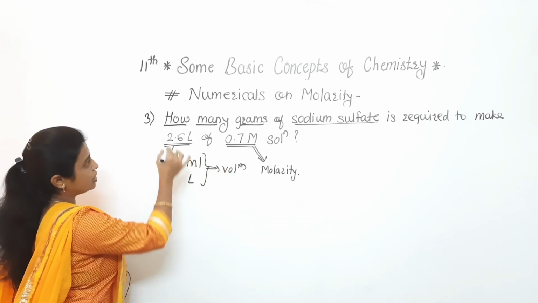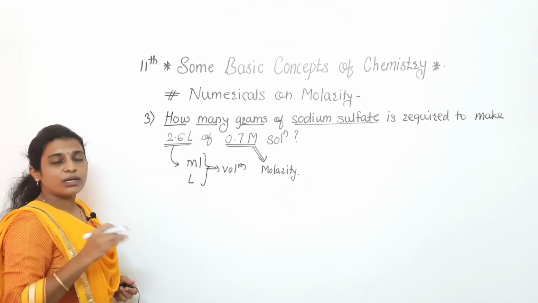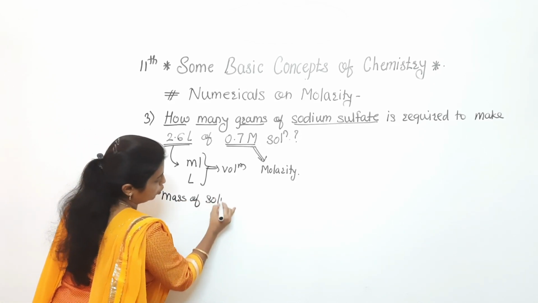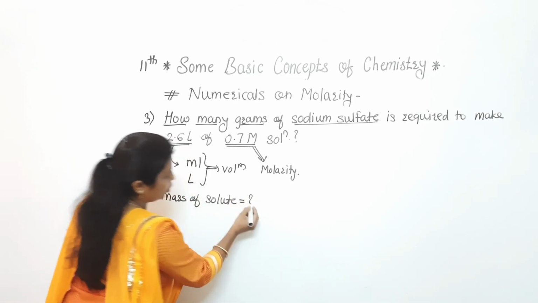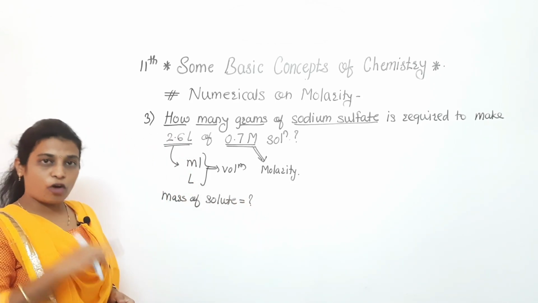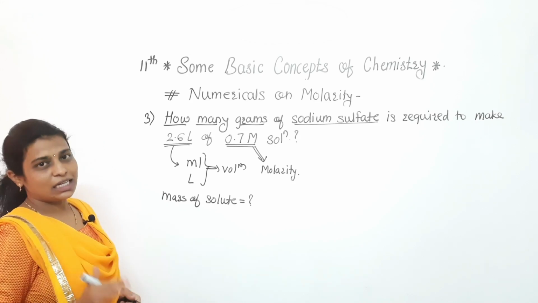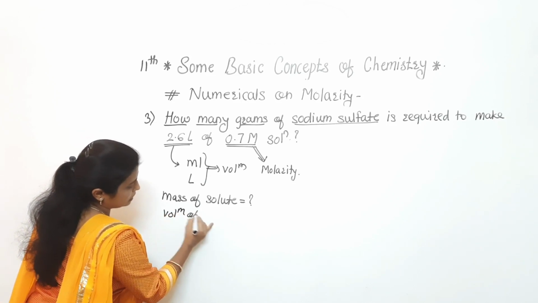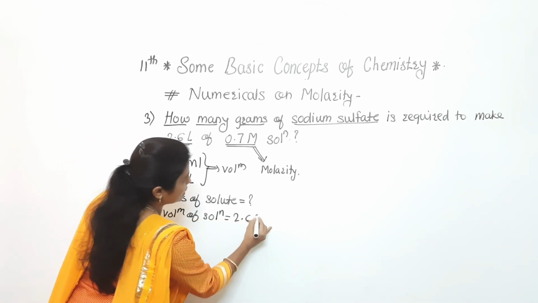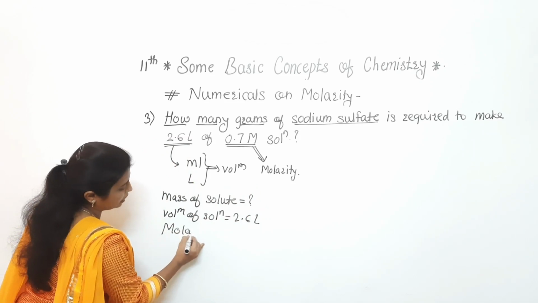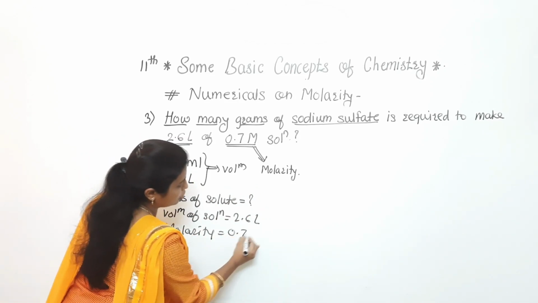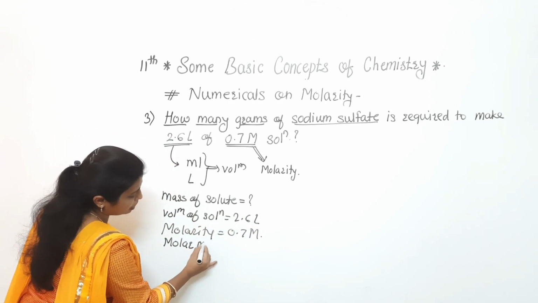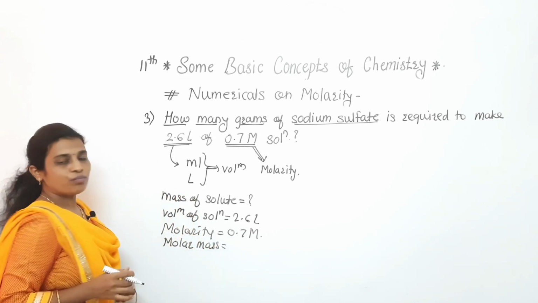What the question is, how many grams of sodium sulfate is required, means here we have to find out the mass of solute. So before finding that mass of solute, we will use the formula of molarity only, but in a different form. See, mass of solute we have to find out. Volume of solution is given, that is 2.6 liter. Molarity of the solution is also given, 0.7 molar. Now if we find out the molar mass, after that it is easy to find out the mass of solute.